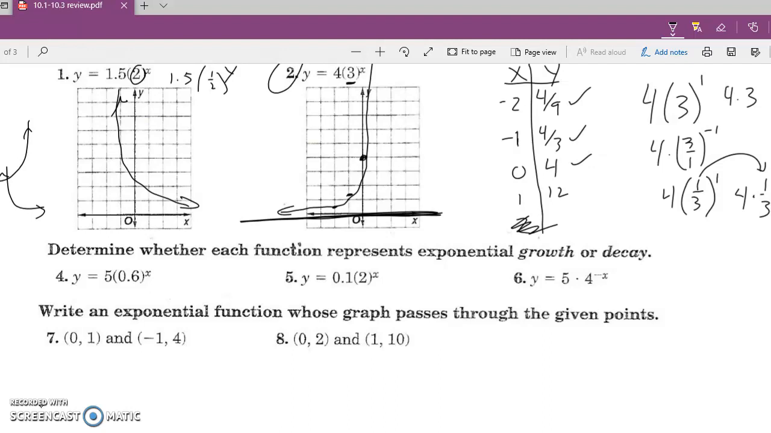All right, these next few problems, it says tell whether each is growth or decay. Well, basically this is the number you look at. So this would be decay because that number is less than 1. This is the number you look at, so this would be growth because it's bigger than 1. And this one is really 5 times 1/4 to the x power. So this is actually decay, even though it kind of looks like growth because of that negative exponent.